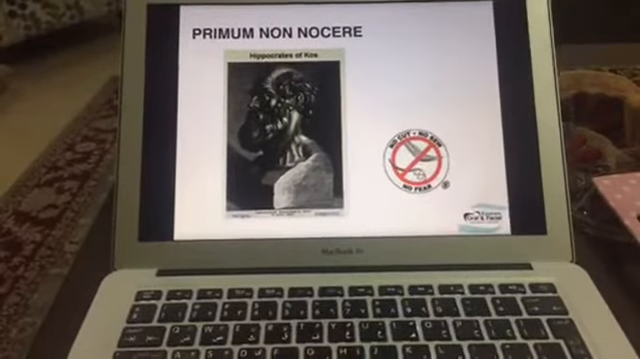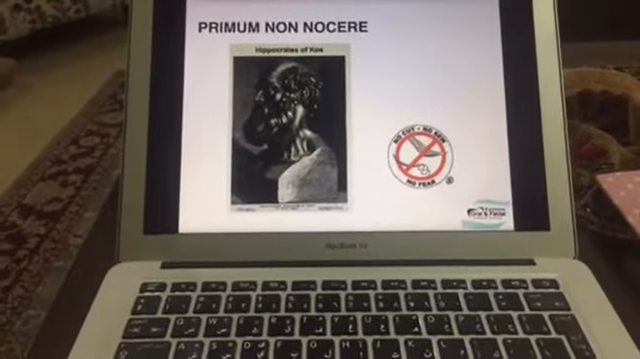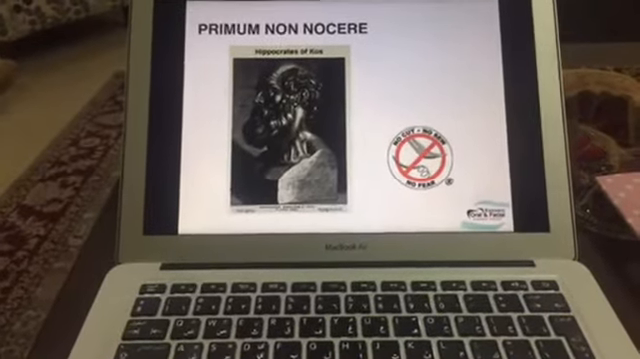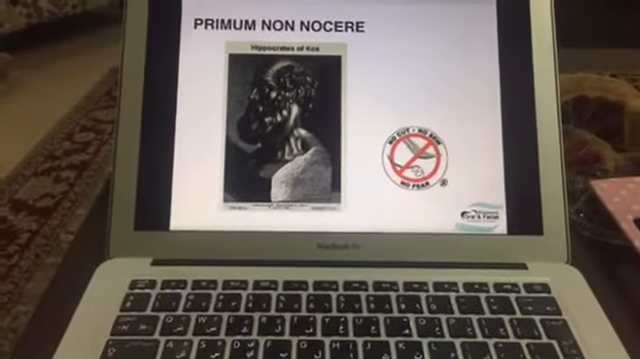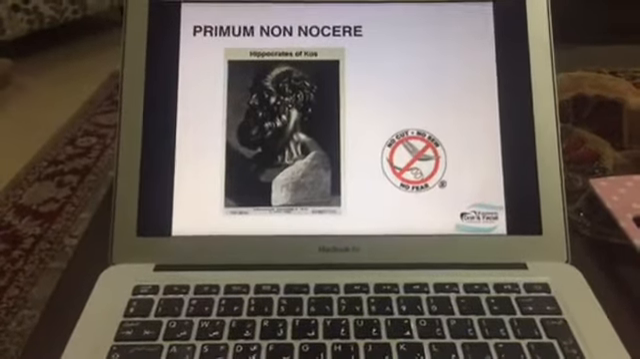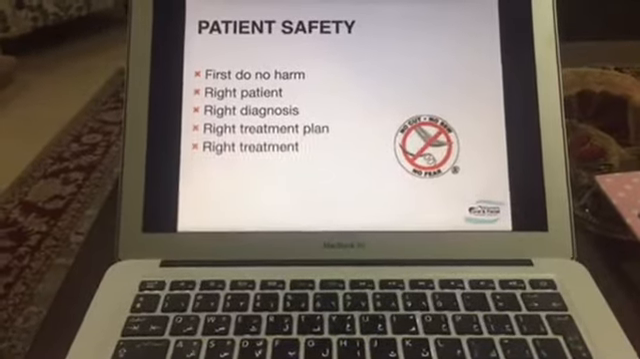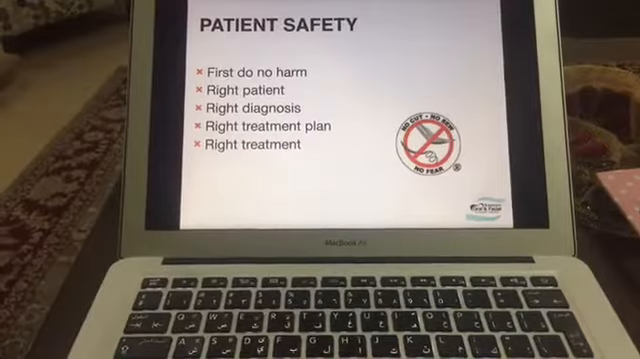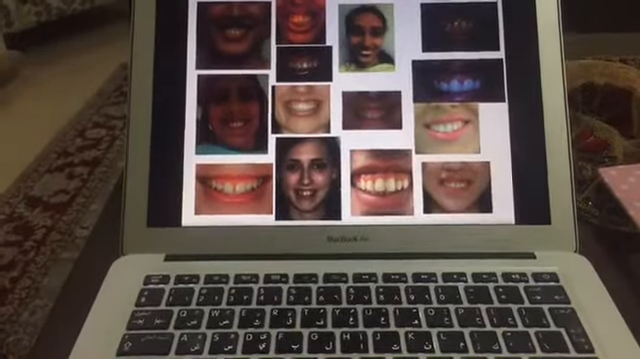I like this person. His name is Hippocrates, of course. When we finish our medical school, we take his oath, primum non nocere, first do no harm. So please, before you treat a gummy smile, you have to focus on patient safety. What does patient safety mean? First do no harm, right patient and right diagnosis, right treatment plan, and finally perform the right treatment. We study all these cases.